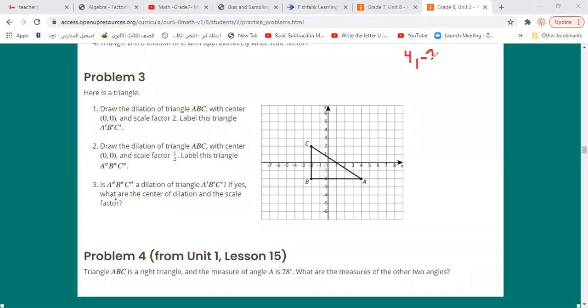And the scale is 2, right? So we will multiply by 2. It will be 8 and negative 4. We will stand on 8 and we will move down till negative 4. So A prime will be here.